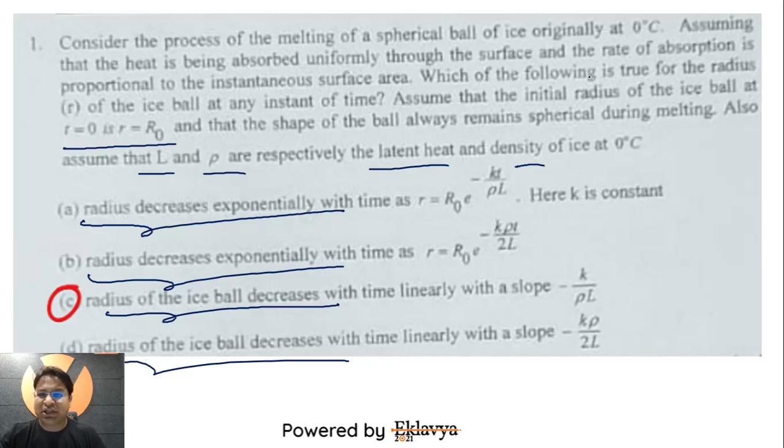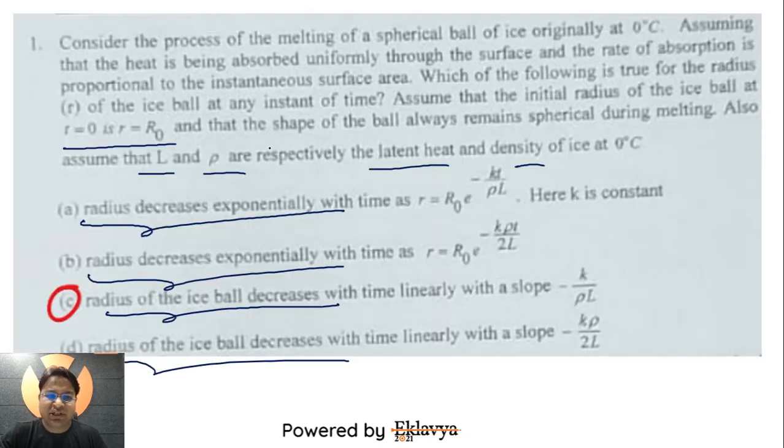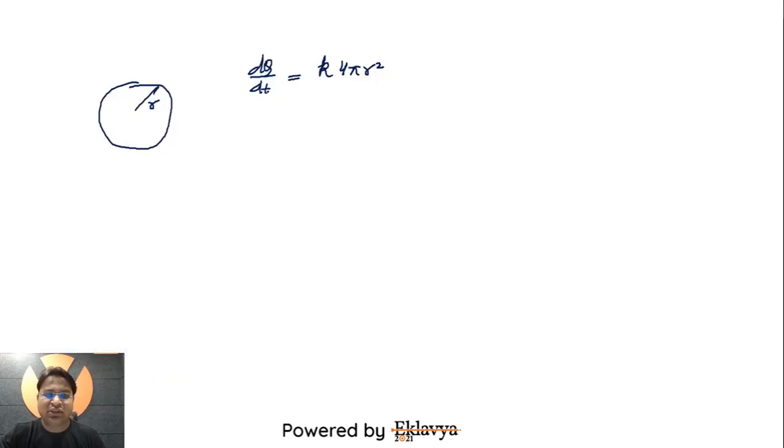This question says that the rate of absorption is proportional to the instantaneous surface area. So at any general instant, if the ball is having a radius r, then the rate of absorption, that is dq by dt, is proportional to the surface area. So I can say that it's k times 4 pi r square. That is what it says. It's proportional to the instantaneous surface area. Now this q represents the heat that has been absorbed by the ball.